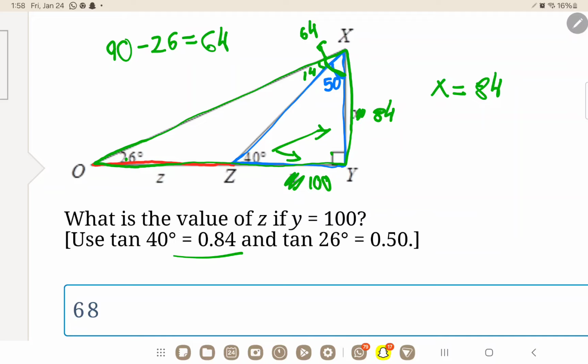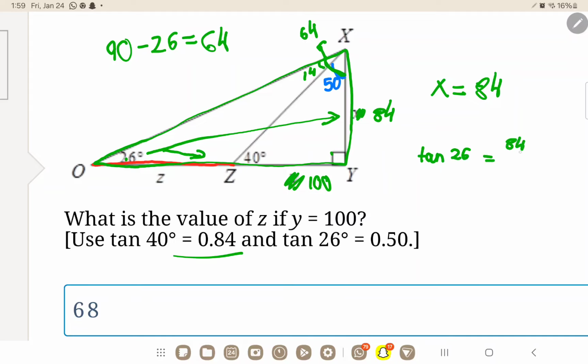Now we forget that we have a small triangle and we only look at the bigger picture. So tan of 26 equals 84 over the side adjacent, which is z plus 100. Tan 26, they told us to use it as 0.50, so 0.50 equals 84 over z plus 100.